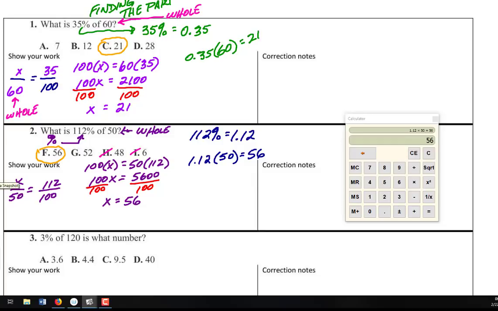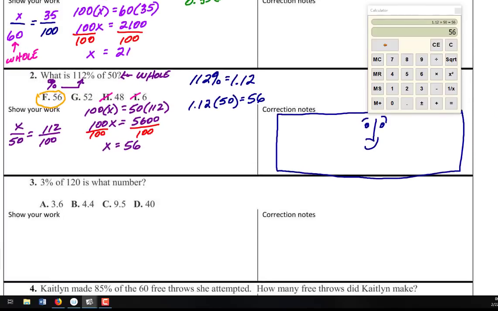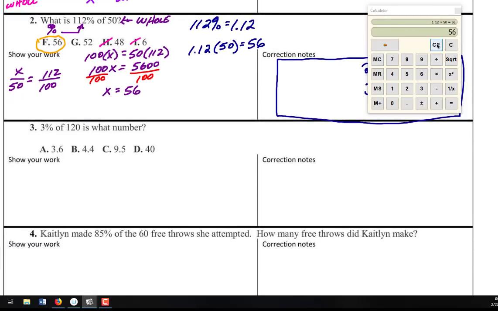All right, so again, pause your video, make whatever correction notes you need to make in this space right here. If you had 56 and you feel like I really know how to do this problem, give yourself a smiley face and then move on to number 3. Number 3.